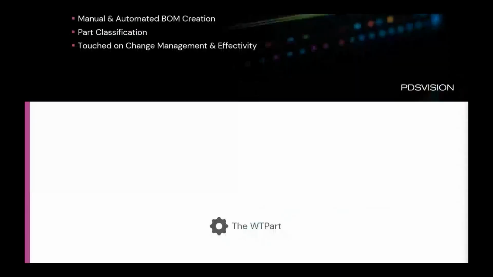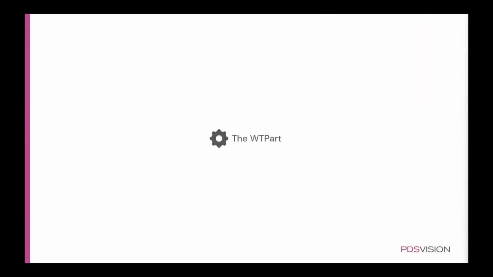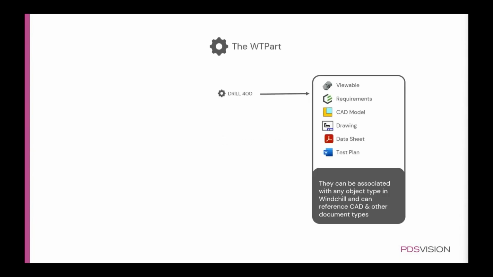So I just wanted to talk about the WT part again, just to inform and refresh you all, and for those of you that may be joining for the first time, just to give you an idea, because again, it is the backbone of it all. So the WT part, it's an object within Windchill, and it's basically like a reference card, and it holds all the information that describes that component. And the WT part represents maybe the manufactured item that your business produces. So underneath that, we have our component, our drill 400, and then that WT part references everything that describes it.